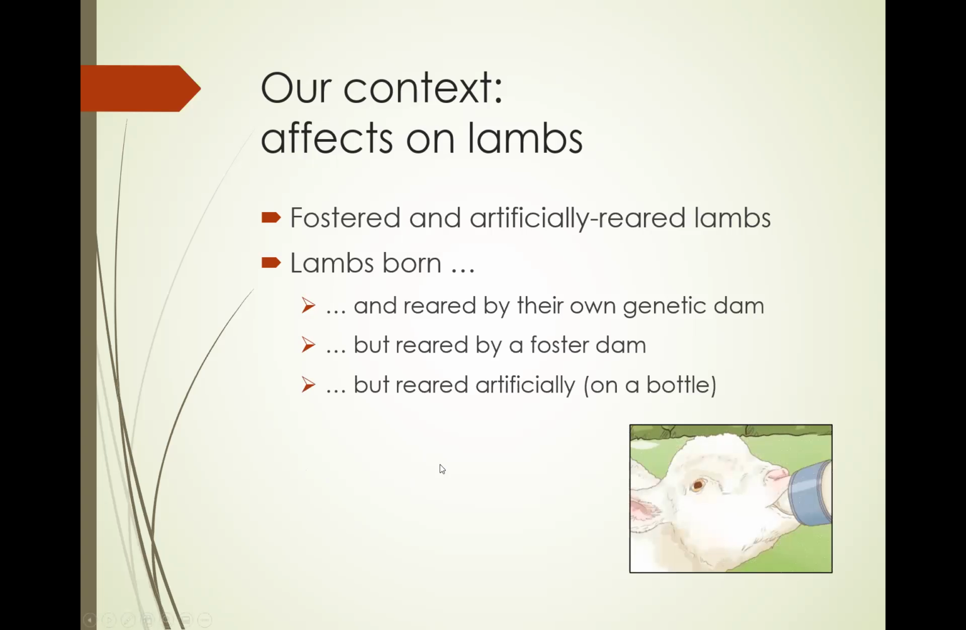And we have another set of lambs that, again, have their own genetic dam at birth, but they're then artificially reared on a bottle. And we often refer to those as orphaned lambs as well. So it's really those 3 categories that we want to do a better job of delineating in the way data are entered in Pedigree Master and how they're handled in the genetic evaluation. So that's the crux of our discussion. Is everybody comfortable with that? Or are there any questions at this point on that?